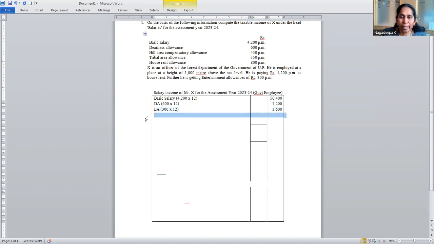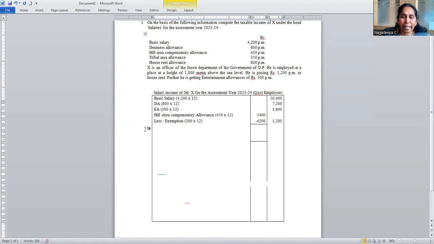So how are you going to calculate? First we will write how much is the amount, that is hill area compensatory allowance, which is 450 into 12, which is coming to 5,400. Then you are going to subtract the exemption. Exemption is how much? 300 per month is exemption. So less exemption, 300 into 12 equals 3,600. Now 5,400 minus 3,600, so 1,800 is the amount which is taxable, which is written in the outer column.